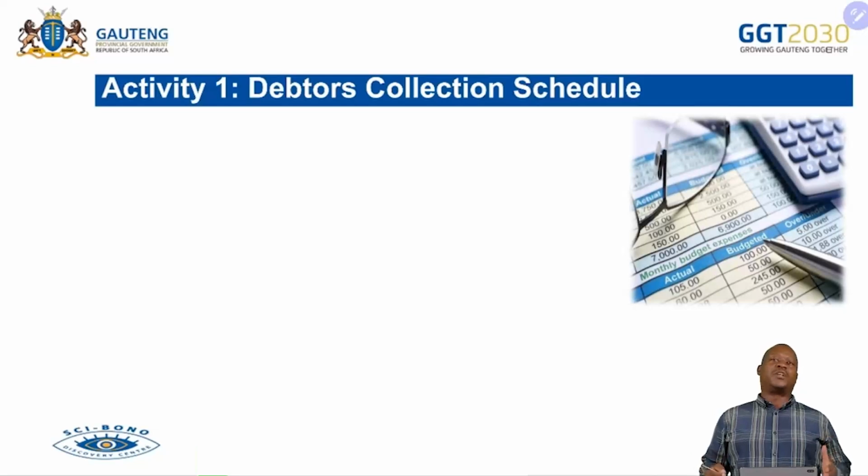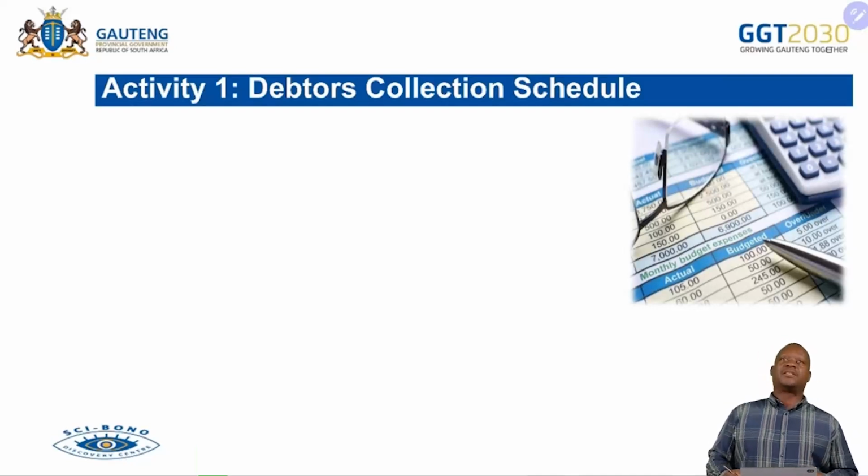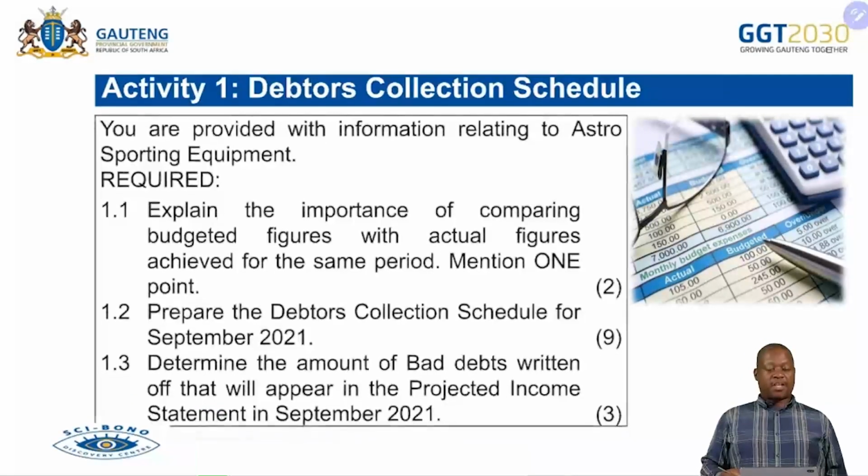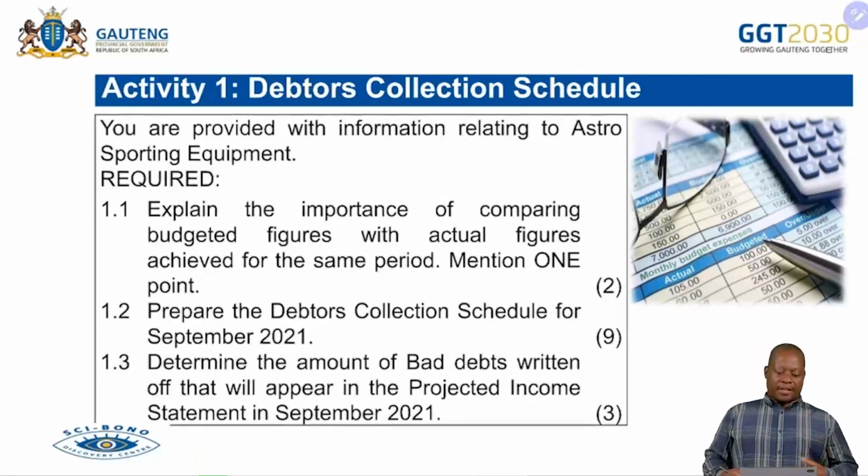Having looked into these concepts, now let's look into activities and see how we apply them into questions when asked in the exam. So our first activity is looking into a debtors collection schedule. It says here you are provided with information relating to a transporting equipment business. Now, you are required to do these three things.